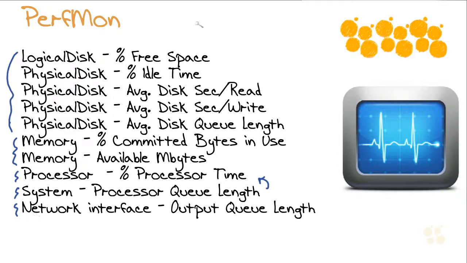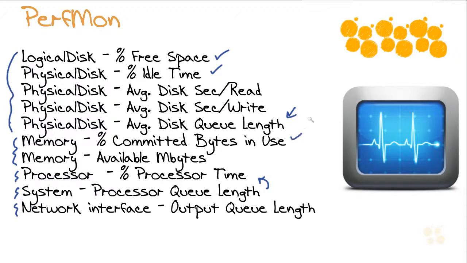For instance, on percent free space on the logical disk, I want greater than 15%. And I personally do much greater than 15%. On the percent idle time, I want greater than 20%. On the average disk per second read and writes, I want less than measurably 25 milliseconds. On the physical disk average disk queue length, I don't like it to be larger than 2 times the number of physical disks I have on the system.